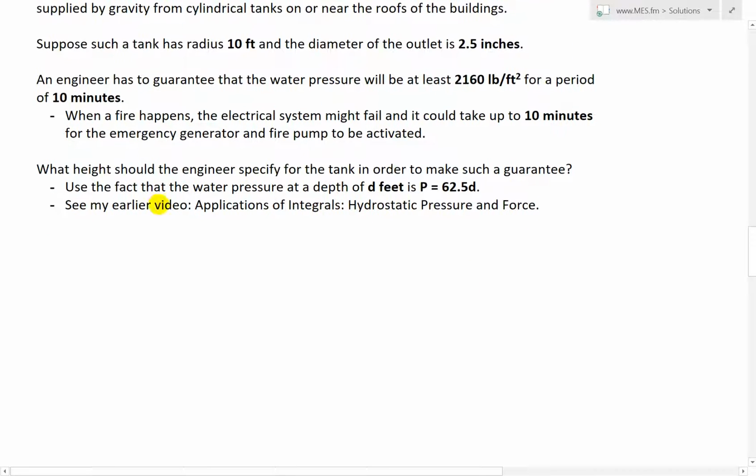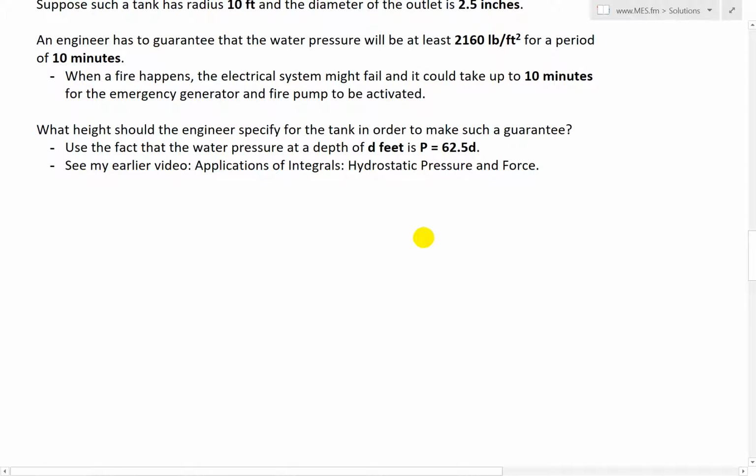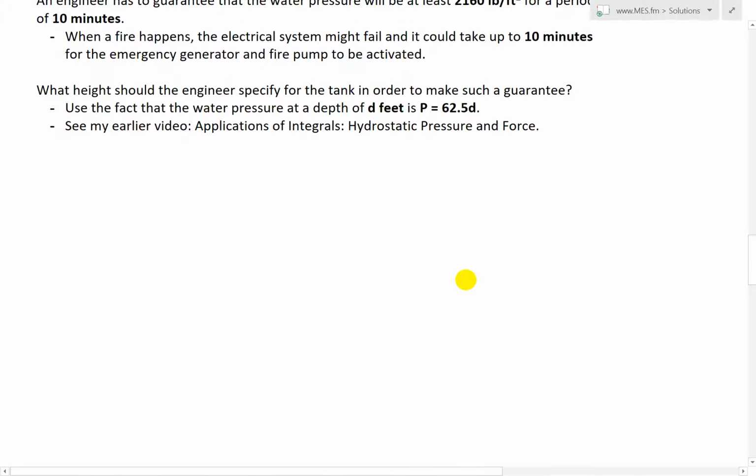We're also told to use the fact that the water pressure at a depth of d feet is P equals 62.5 times d, the depth of the water. To get a recap on hydrostatic water pressure and force, watch my earlier video, Applications of Integrals, Hydrostatic Pressure and Force. I'll put that link in the description below, so make sure to check that out. It's a pretty useful video.